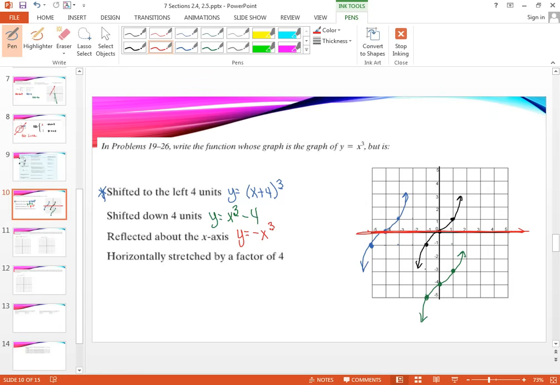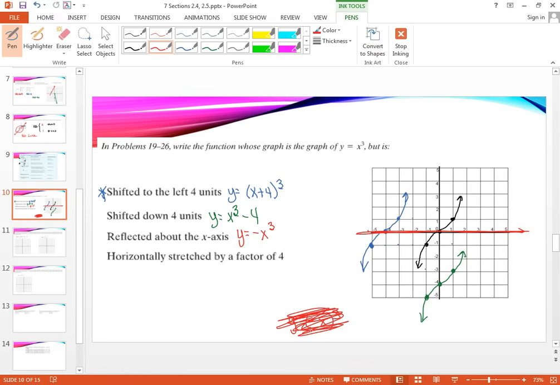All right, so if it's reflected about the x-axis, all the y values switch signs. So the minus is outside the operation. If I were going to reflect it about the y-axis, that's this one, okay, where the minus sign's on the inside. Okay, what about if I want to horizontally stretch it by a factor of 4?